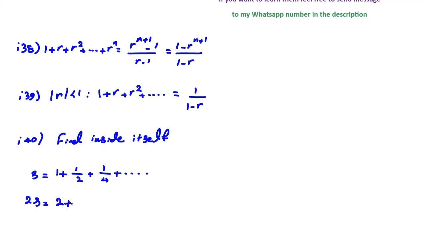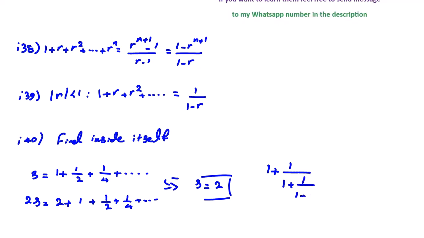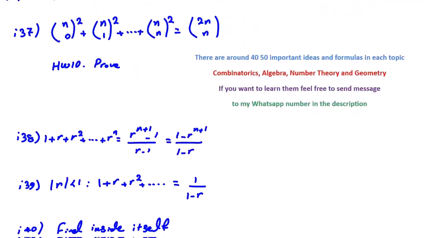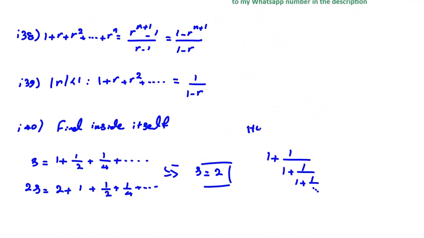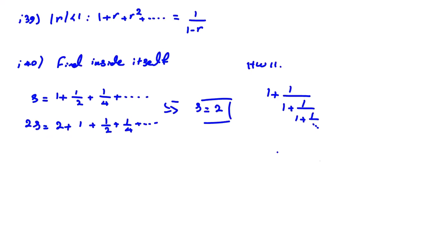2S is what? 2S is 2 plus 1 plus 1 half plus 1/4 and so on. Then when you subtract, 2S minus S is S. Then this part will be cancelled with this part, okay? So it will be 2. So S equals 2. Or, for example, you say 1 plus 1 plus 1 plus 1, and so on. You can do the same thing. As homework, homework 11. As homework 12, we can solve this one.